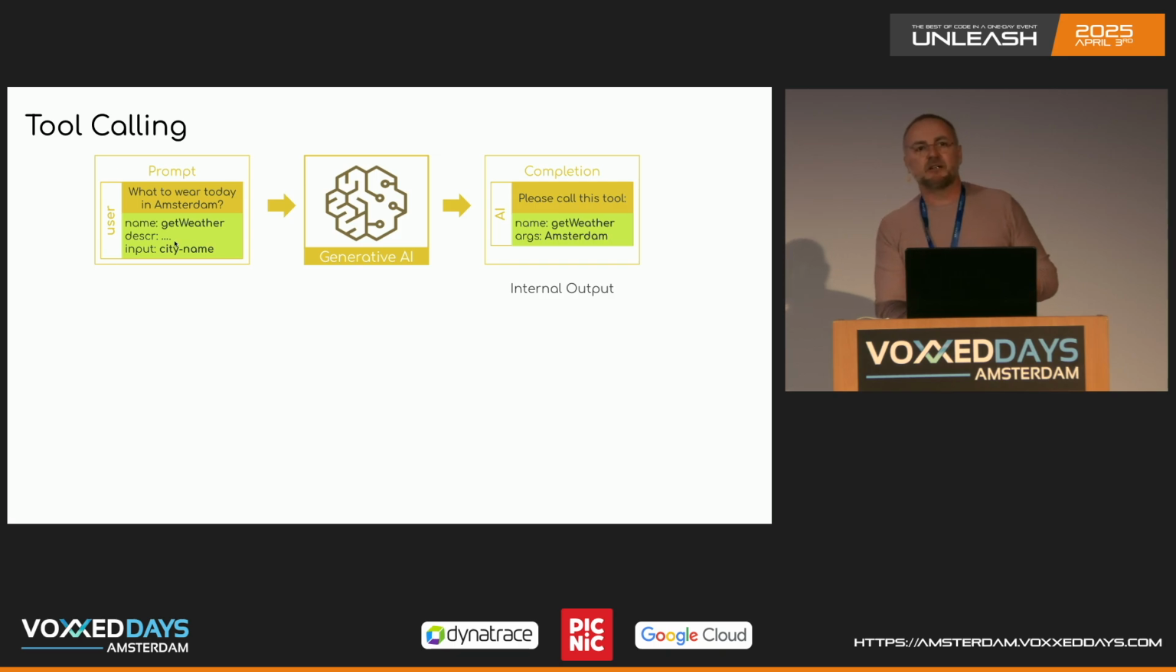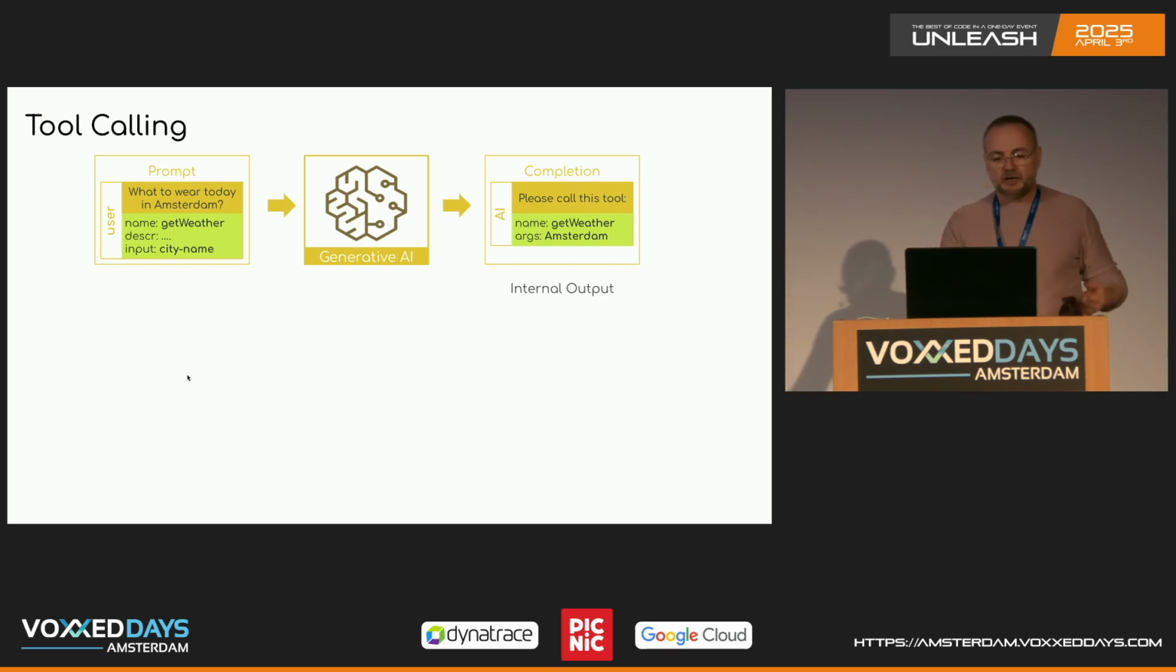Description is a very important characteristic. You can say this is a weather forecast by city name, because this is how the model would guess when to call this tool if needed. And then you provide the list, usually encoded as a JSON schema, of the parameters that this tool takes. You can have multiple tools registered, depending on the use case. You, as an application developer, decide what to pass as tools along with your request.